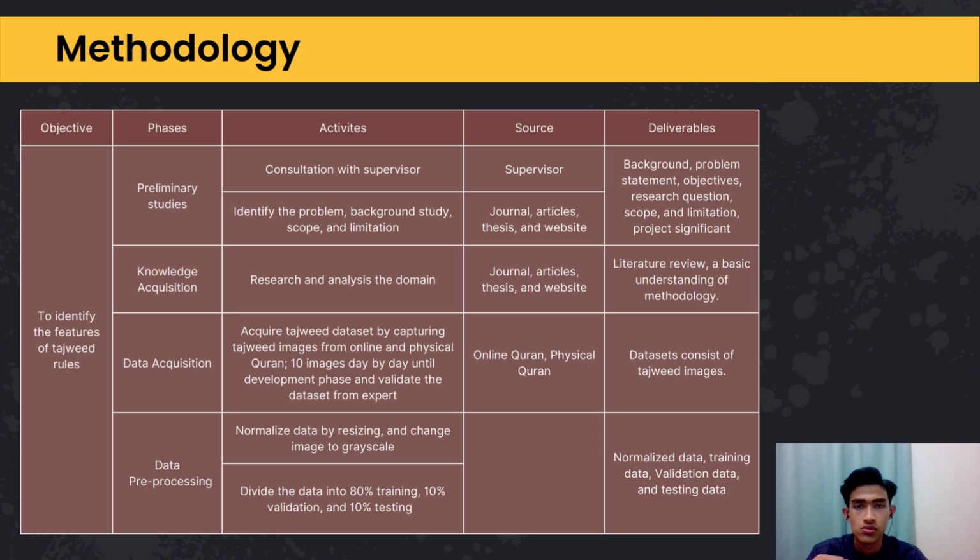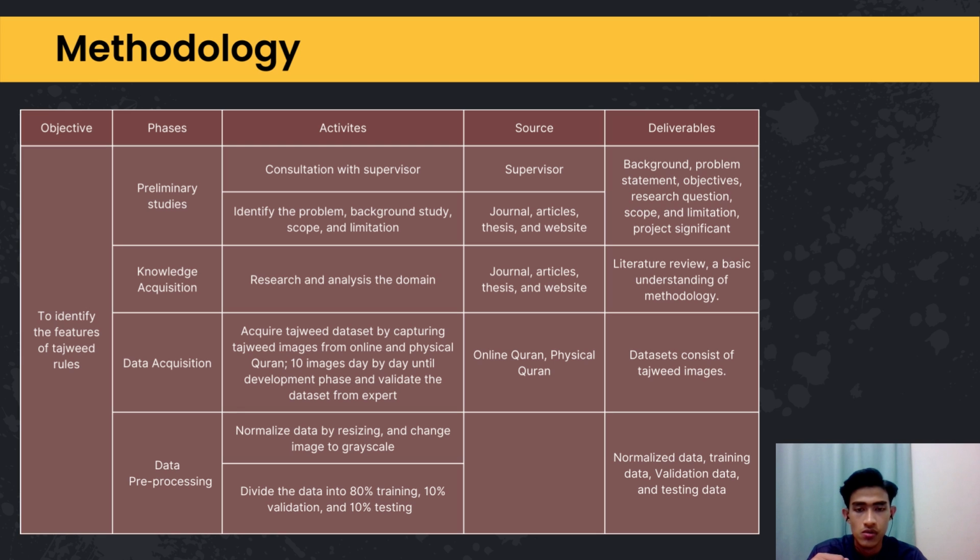Next, we move on to the methodology. For the first objective, there are four phases, which is preliminary studies. So here is the consultation with supervisor, and identify the problem, background study, scope, and limitation. Second phase is knowledge acquisition. We do research and analysis of the domain. And third phase is data acquisition.